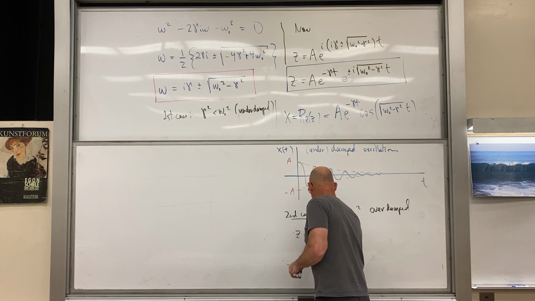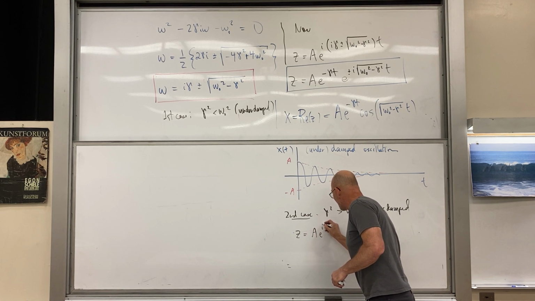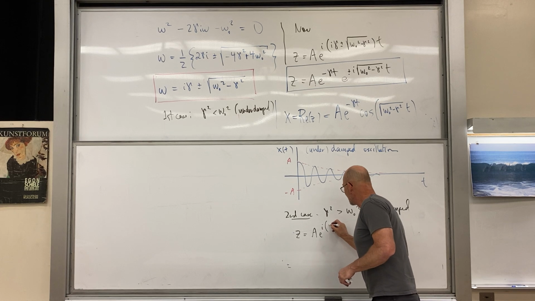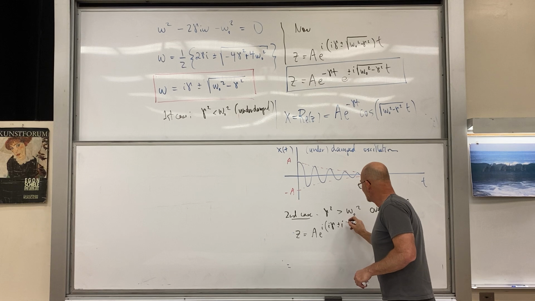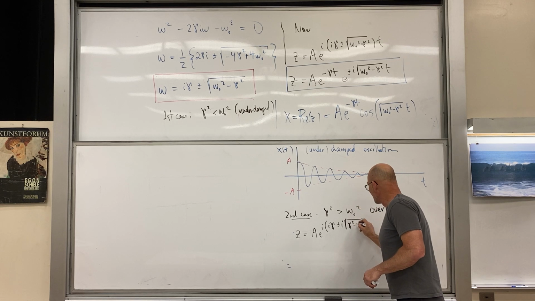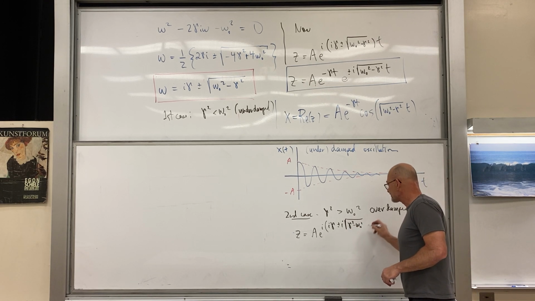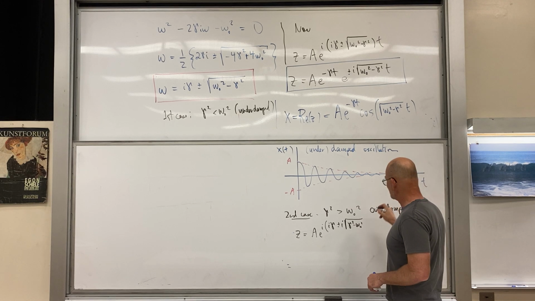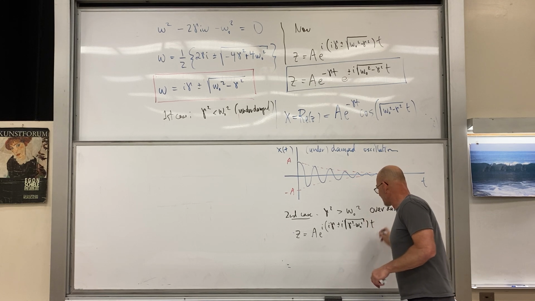z equals a e to the i, and then we just plug in i gamma plus or minus i times root gamma squared minus omega naught squared. So we pulled out the i, pulled out the minus squared minus 1, gamma, and then we would have a t right here.